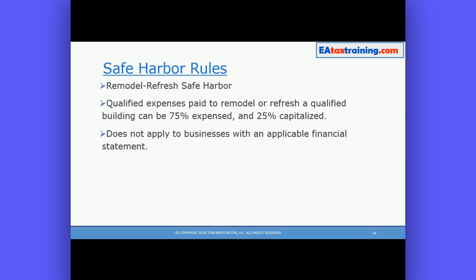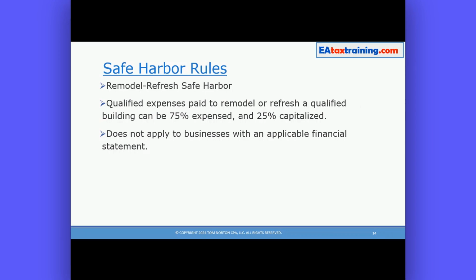Next safe harbor is called the remodel refresh safe harbor. So if you have qualified expenses paid to remodel or refresh a qualified building, then 75% of those expenses can be expensed, and then 25% need to be capitalized and included in the basis of the building. And this one does not apply to businesses with an applicable financial statement. So it's only for smaller businesses.